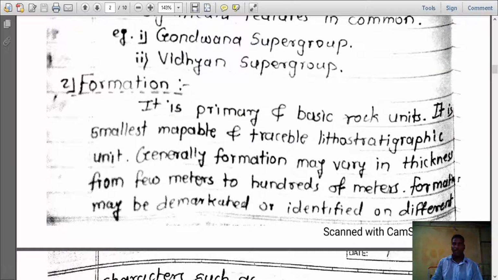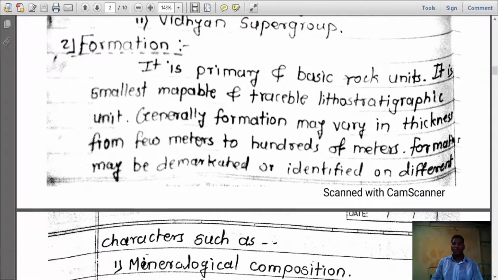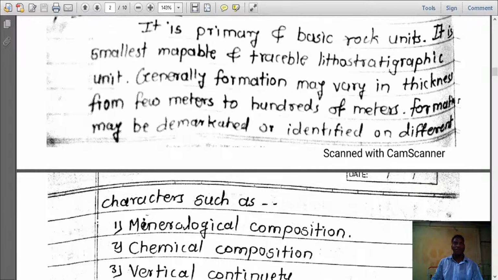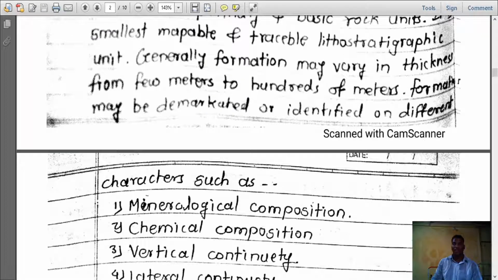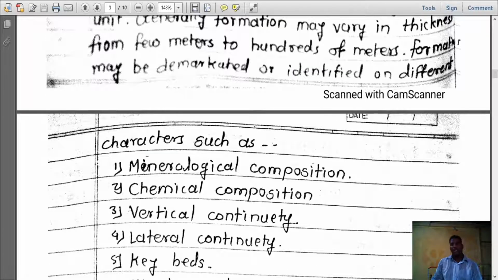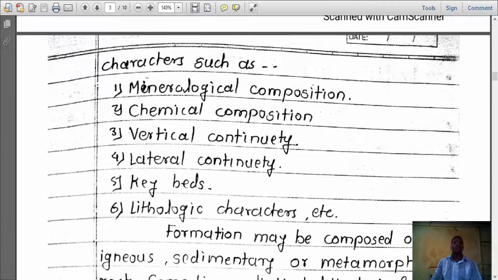Formation is the primary and basic rock unit. It is the smallest mappable, traceable lithostratigraphic unit. Generally, a formation may vary in thickness from a few meters to hundreds of meters. A formation may be demarcated or identified on different characteristics such as mineralogical composition, chemical composition, vertical continuity, lateral continuity, key bed and lithologic characters.